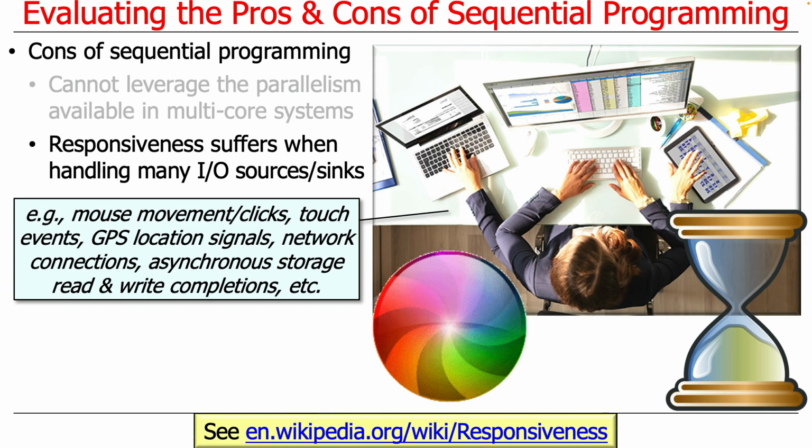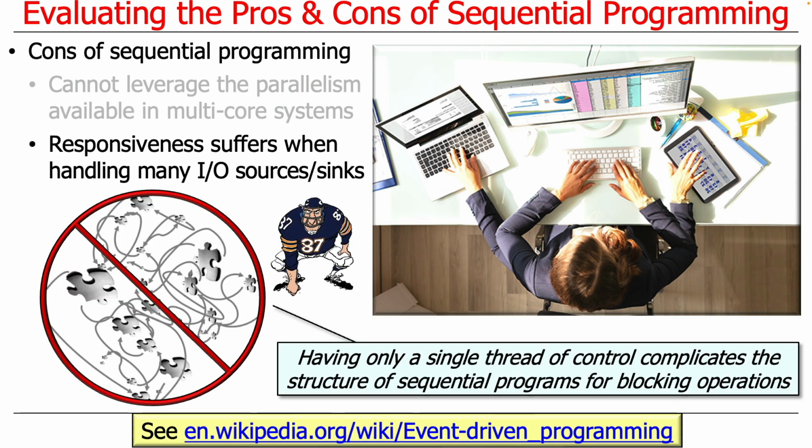Another issue with sequential programming is that its responsiveness often suffers when you're confronted with many input-output sources and sinks. These would include things like mouse movements, mouse clicks, touch events, GPS location signals, network connections, asynchronous read and write operations, et cetera. And if you only have one thread of control, you either make things really non-responsive or really complicated to program. If you remember the bad old days when we had a lot of that kind of code, you would see the hourglass, which was an Apple thing, and then the spinning wheels. Those are just examples of what you see when stuff is not able to keep up with the load with a single thread.